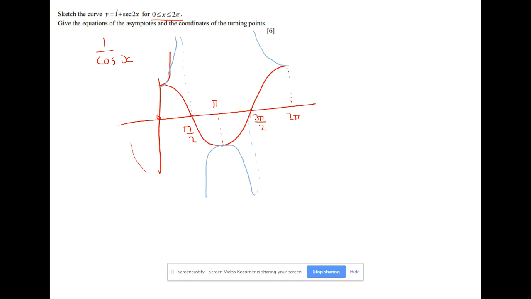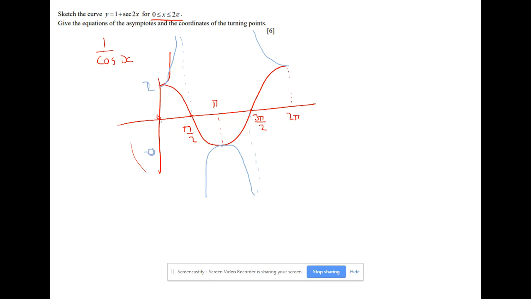But what we're also doing is lifting this up, so we're also going to have to increase this. Now remember, this is 1 and this is minus 1. So if we're lifting it up by 1, then this one is going to become 2, and this one would end up becoming 0.